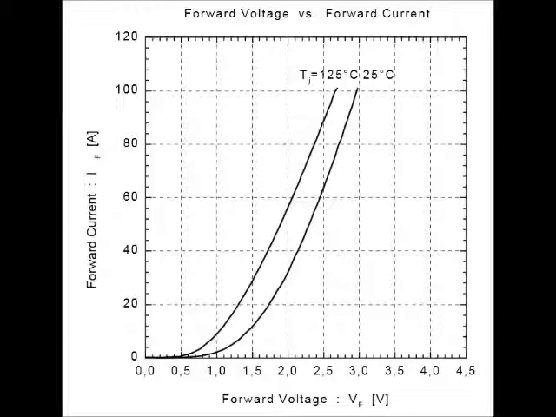Now, something you may have noticed while the motor was running was it continued to get faster and faster. And the reason for that is because the temperature was increasing, and when the temperature increases, the voltage drop across the IGBT decreases and the current would go up, as you can see on this graph.